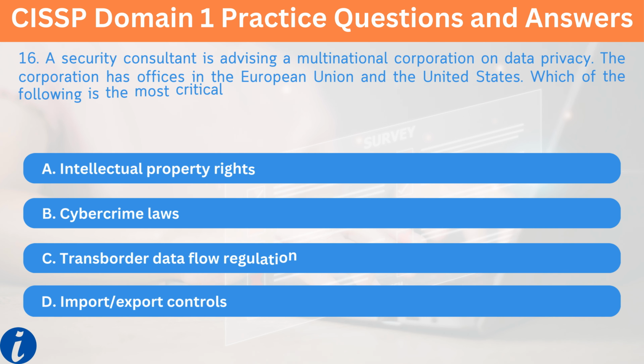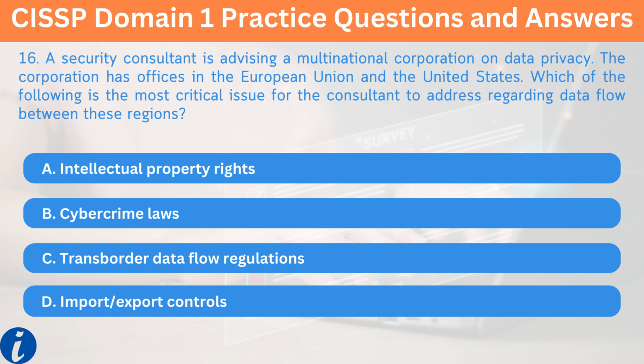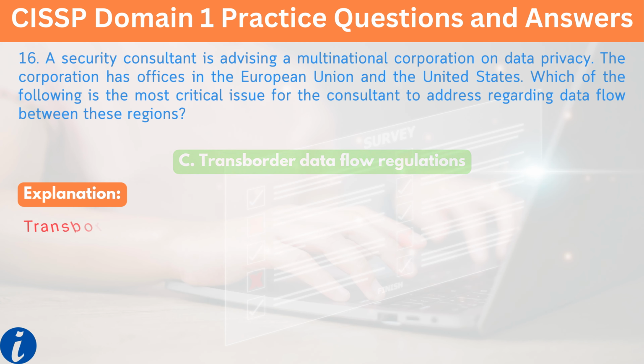16. A security consultant is advising a multinational corporation on data privacy. The corporation has offices in the European Union and the United States. Which of the following is the most critical issue for the consultant to address regarding data flow between these regions? A. Intellectual property rights. B. Cybercrime laws. C. Transborder data flow regulations. D. Import-export controls. The correct answer is C.